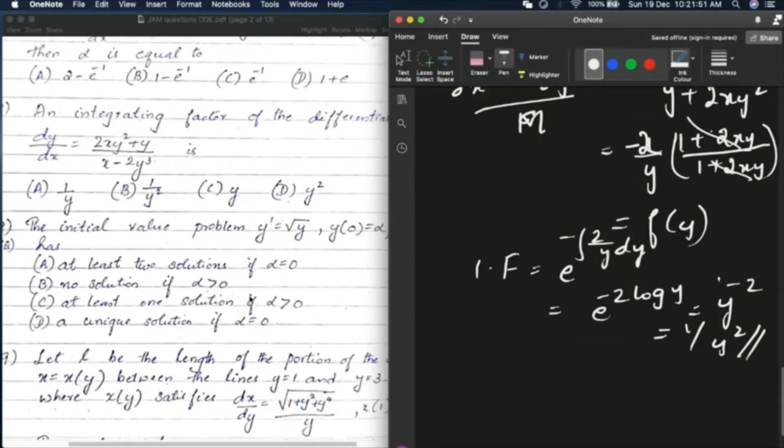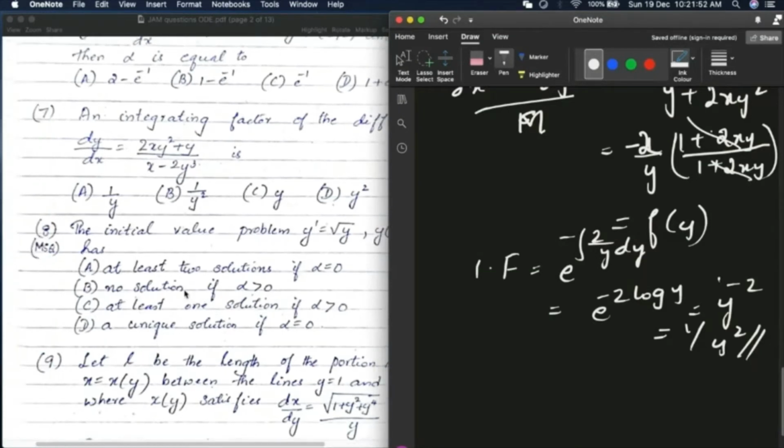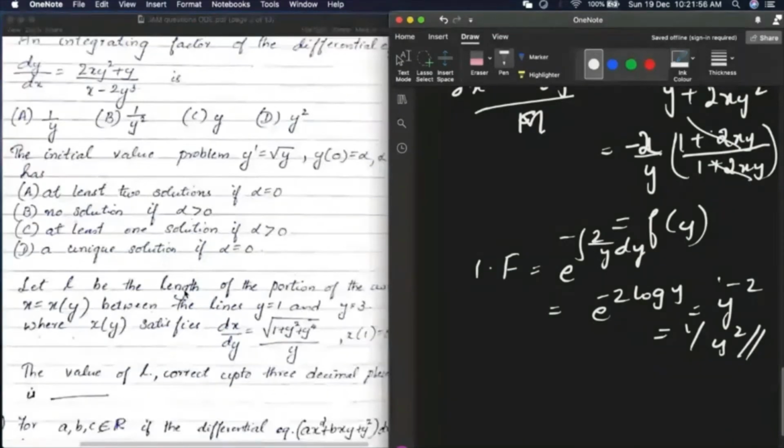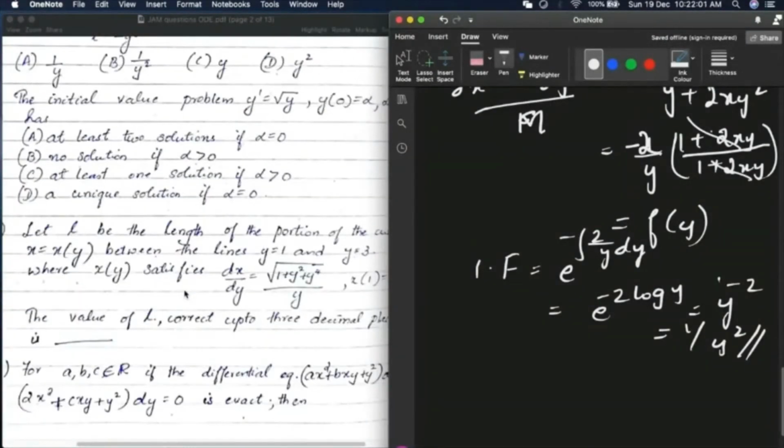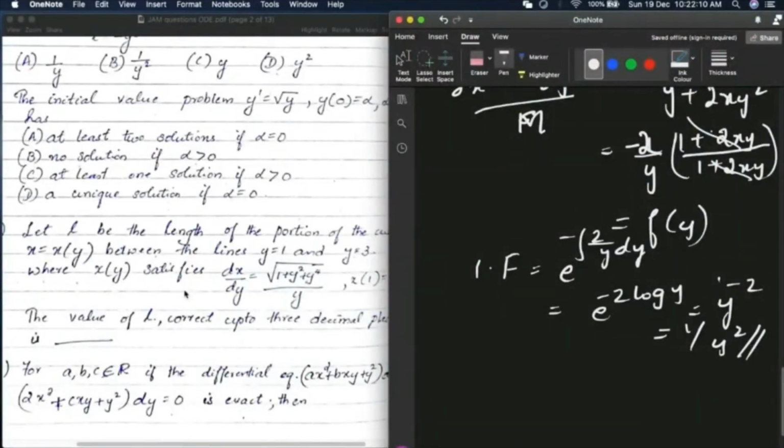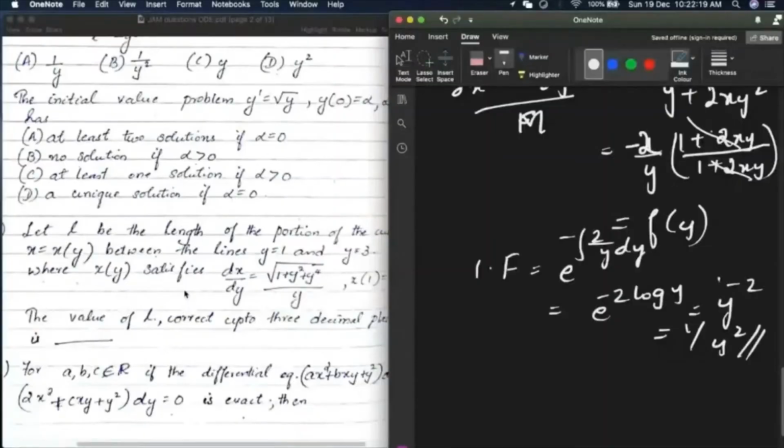I think the next one is an MSQ. The initial value problem y dash is equal to root y with y of 0 equal to alpha, alpha greater than or equal to 0, has at least two solutions if alpha is equal to 0, no solution if alpha greater than 0, at least one solution if alpha greater than 0, and a unique solution if alpha is equal to 0. So anyway, first thing is you have to find the solution, then only you can check all these conditions.